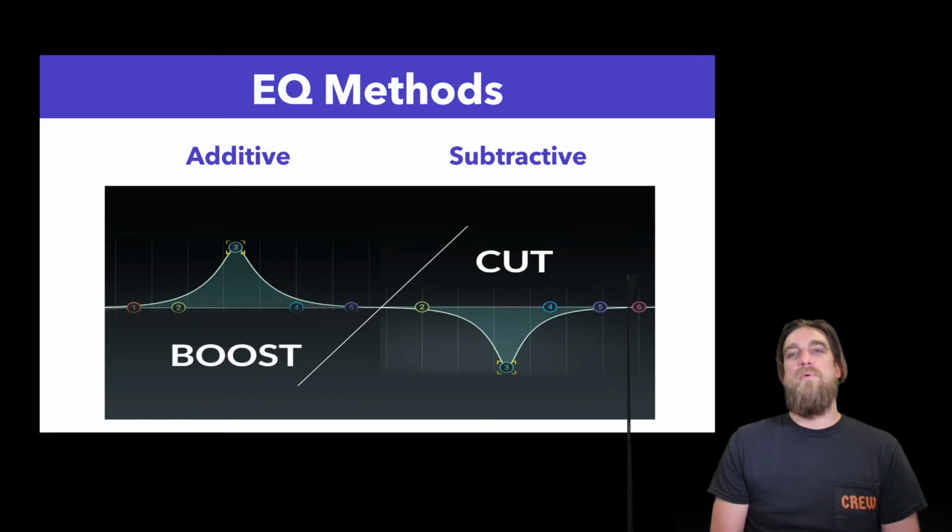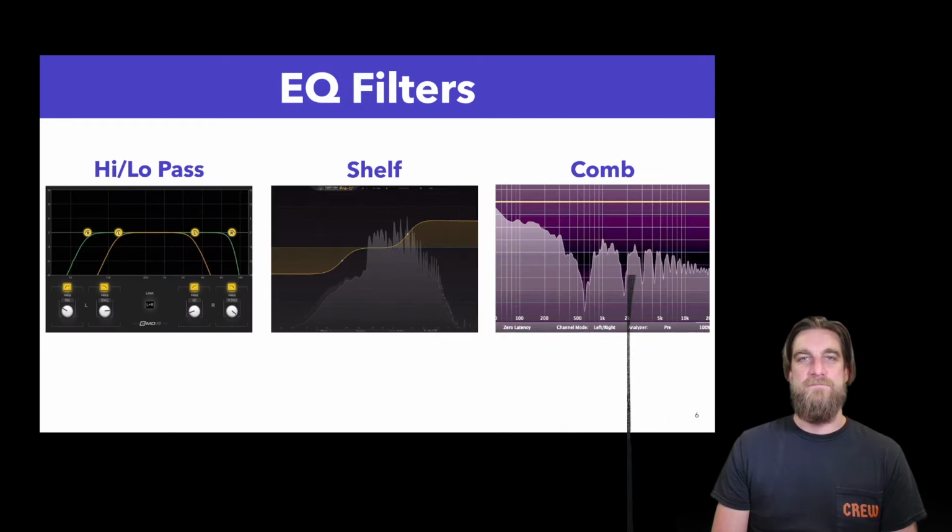So a lot of times I'm practicing subtractive EQ to remove some of the bad stuff, and I'm making small additive boosts to just exaggerate or accentuate the really good parts of a sound. Now we come to the different filter techniques that you might hear about in regards to equalization. Easiest and, honestly, in my opinion, some of the most useful is a high and a low pass filter.